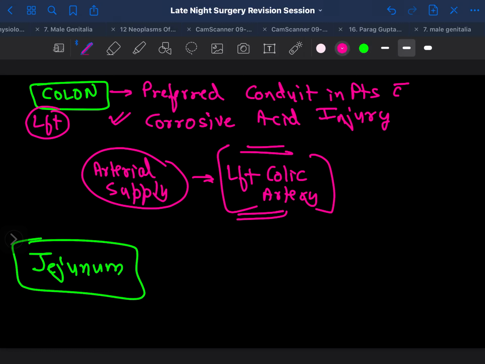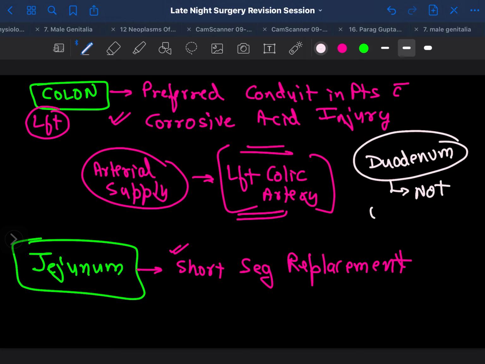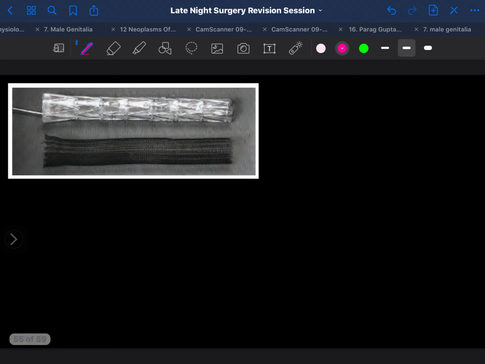And then you have the jejunum. One thing which you need to understand regarding the jejunum is that this is only used for short segment replacement. If you have a part where you need a short segment replacement, you can go in for a jejunum. But the last point is, what about the duodenum? The duodenum is not used as a conduit. Why? Because they have already asked you this once: which of the following cannot be used as a conduit, and the options were stomach, colon, jejunum, and duodenum. So I hope you understood this point. The duodenum cannot be used as a conduit.